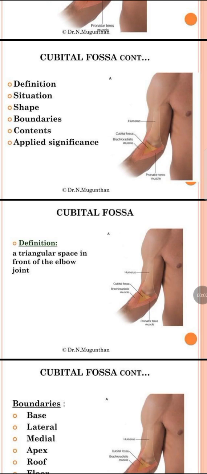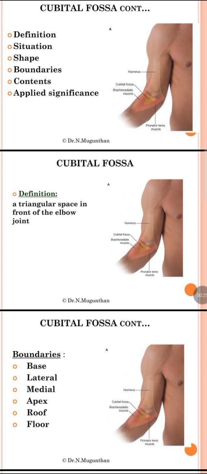Okay, let's look at the cubital fossa. So in this session, we will define what the cubital fossa is, where it is situated, the shape of the cubital fossa, the boundaries, and the contents, as well as look at the clinical significance of the cubital fossa. So this is simply a triangular space just in front of your elbow joint.